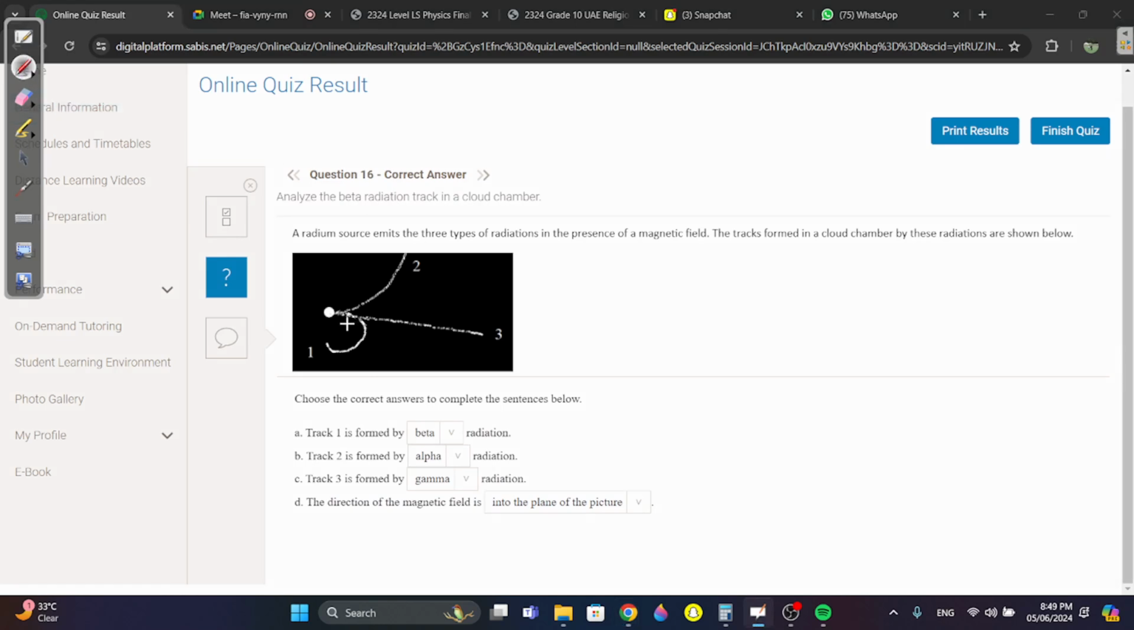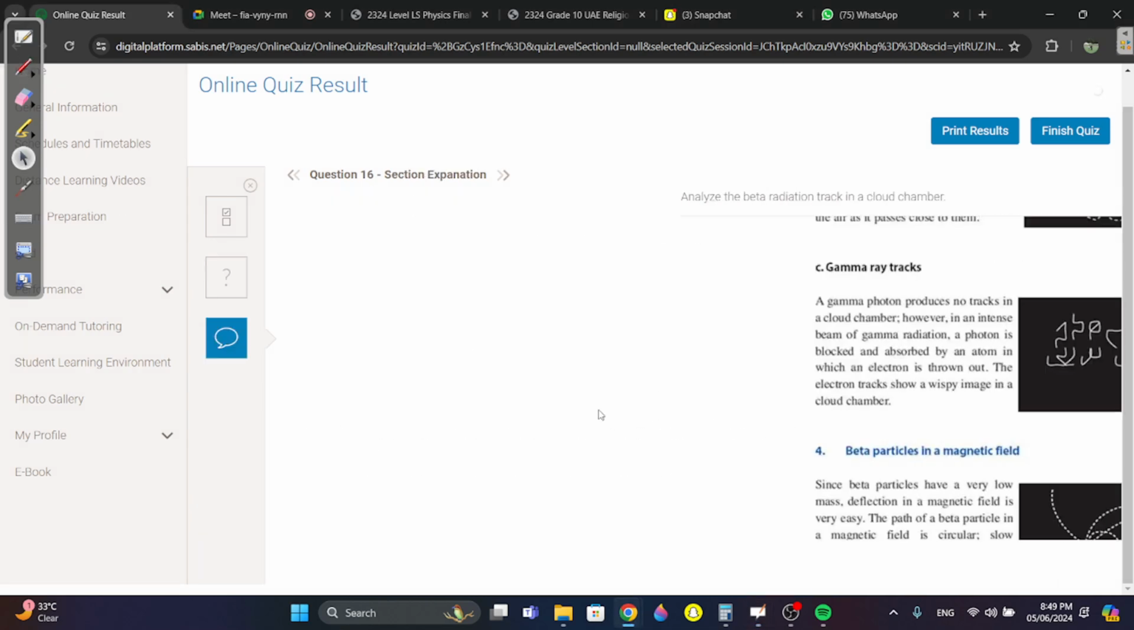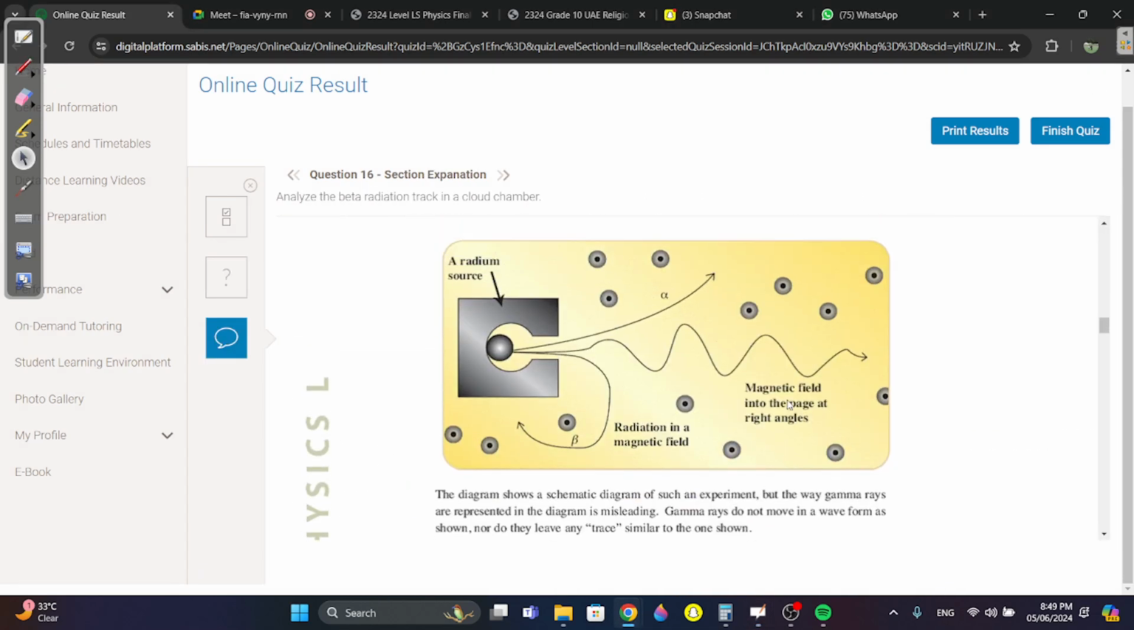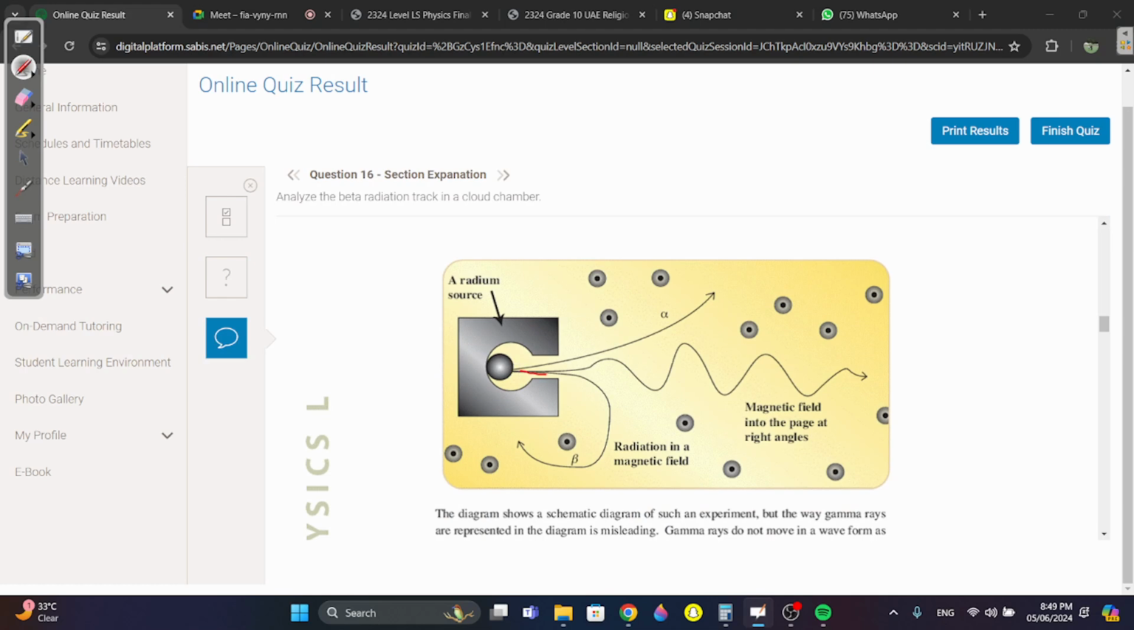Track 1 is formed by beta, track 2 is alpha, track 3 is gamma. What is the direction? It's into the plane of picture. Look, this is straight out of the book. Over here, beta will turn and swivel, alpha will curve up, and gamma will just stay straight. It won't wave, it's just going to stay straight.